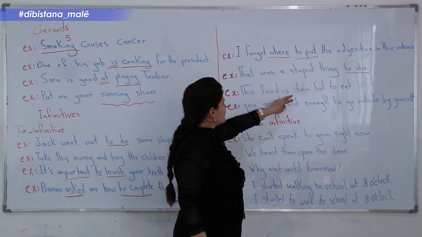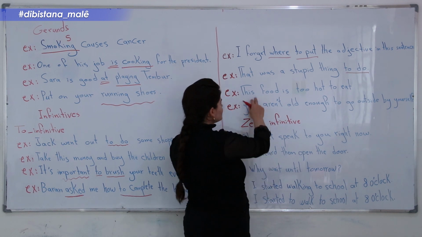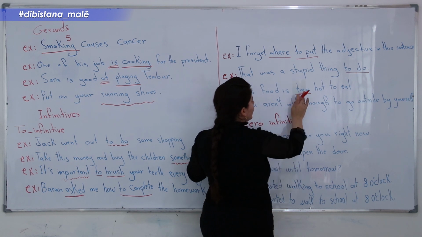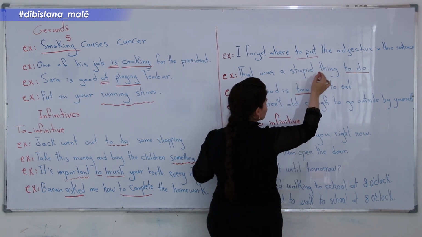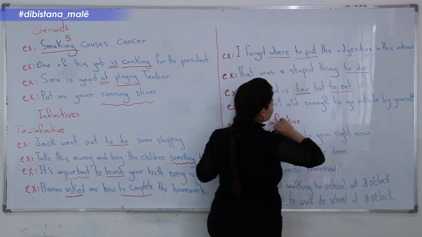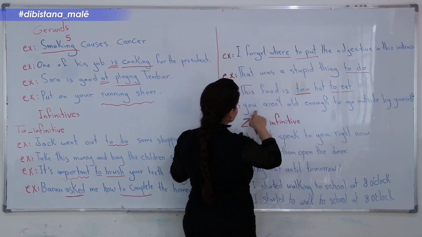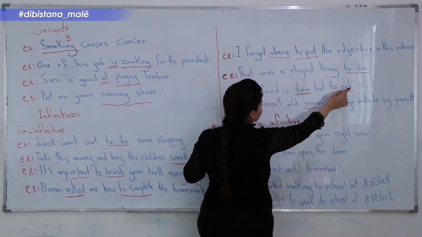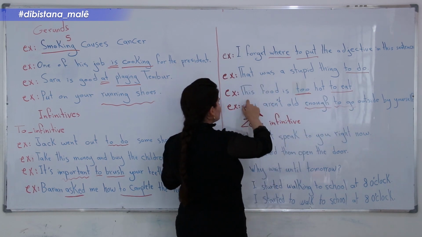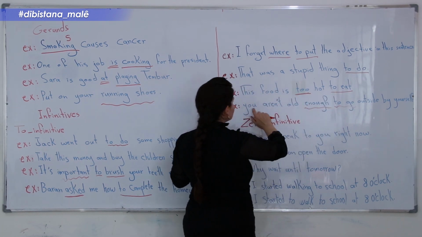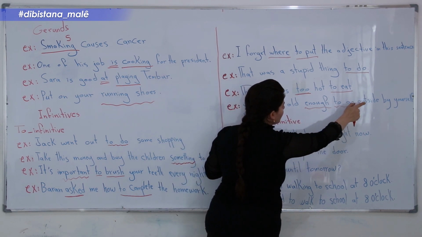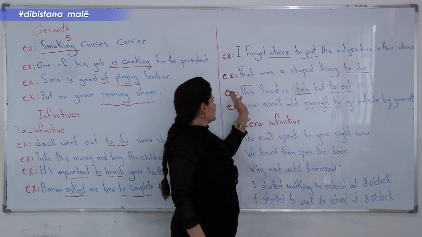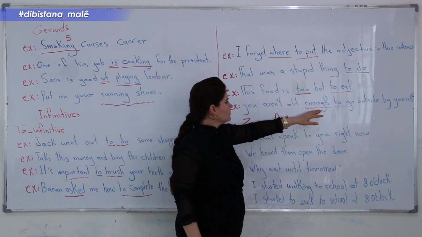This food is too hot to eat. So here we have too. After too, it should be an adjective, and then we should again use the to-infinitive. And we have again here enough. After too and enough, we should have the to-infinitive. So this food is too hot to eat. You aren't old enough to go outside by yourself. So the last use is we use the to-infinitive after too and enough.